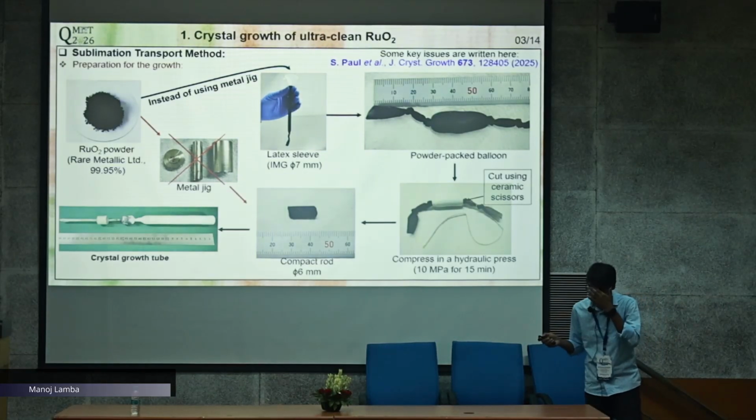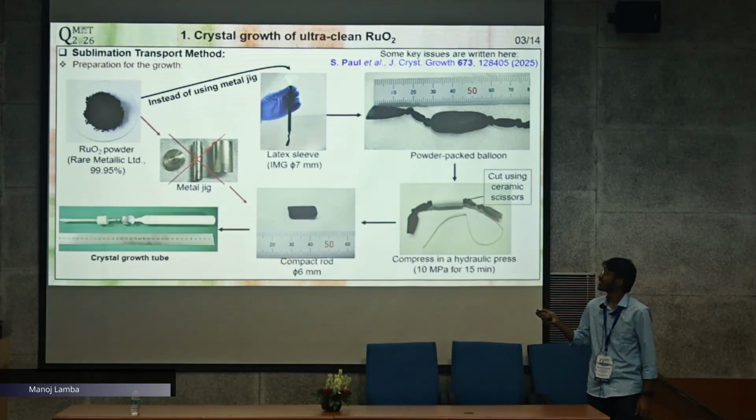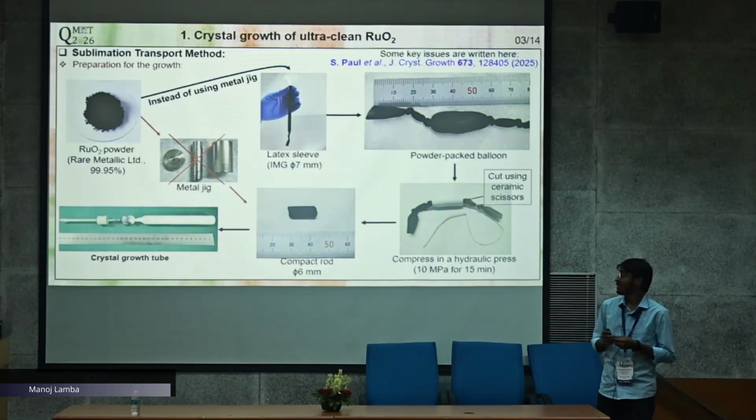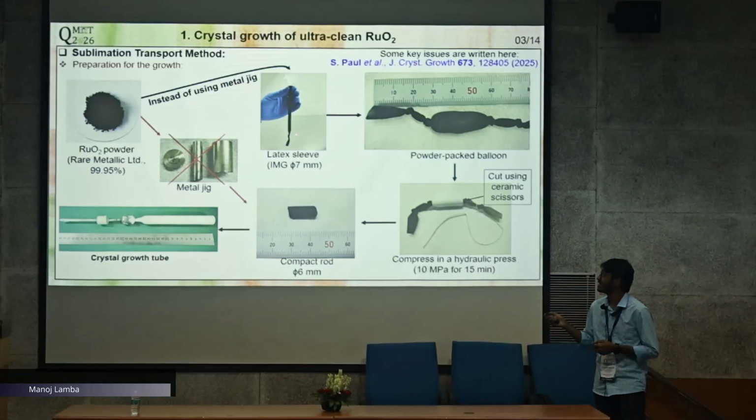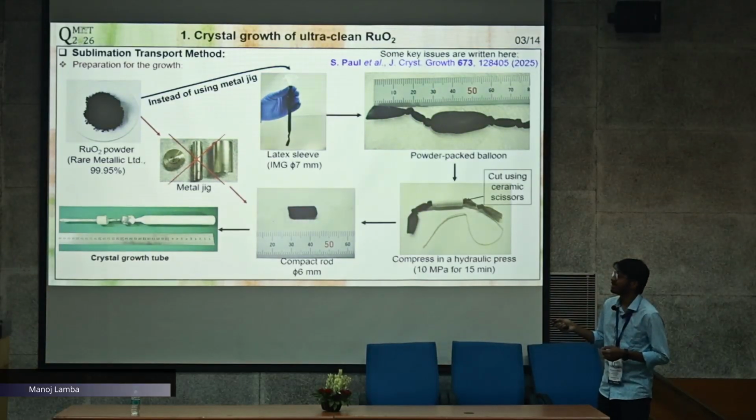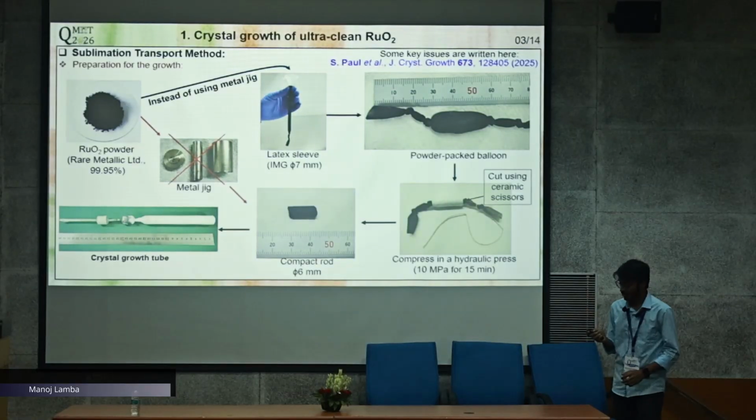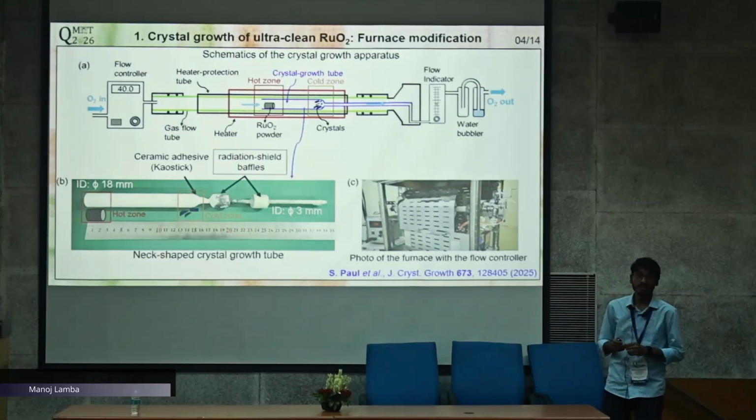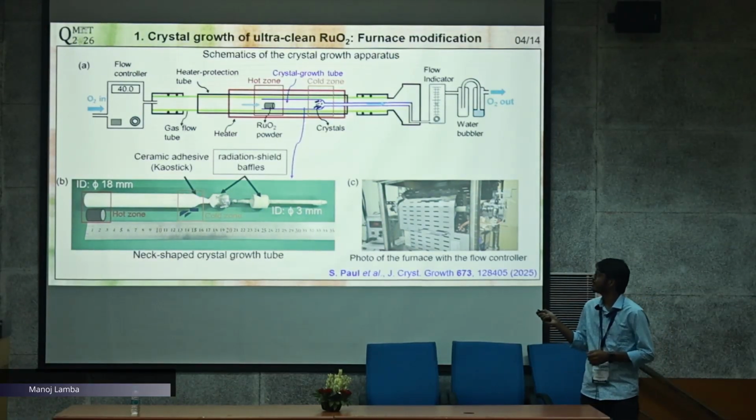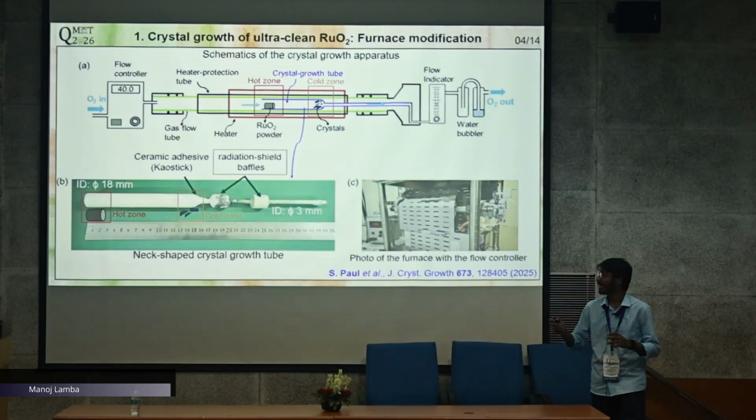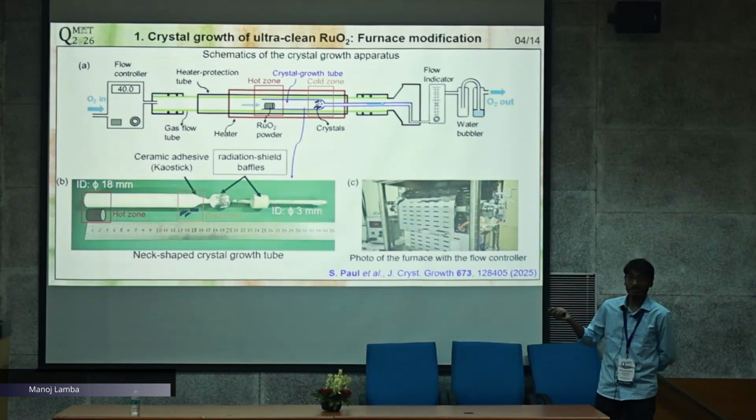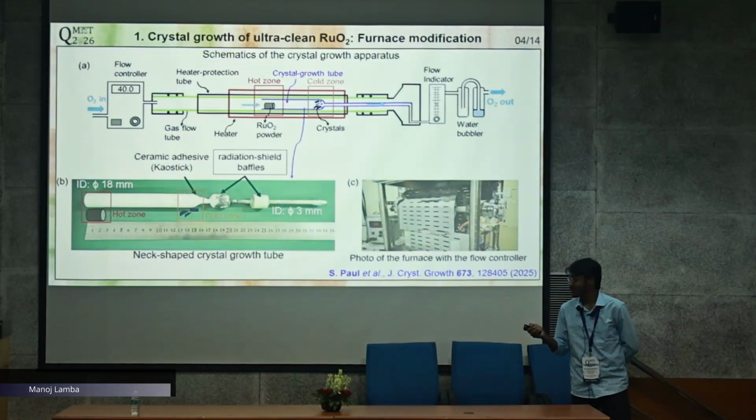To grow these RuO2 single crystals, we use a sublimation transport method with RuO2 as a starting material, and to improve the crystal quality and reduce contamination, we use a latex rubber sleeve to make a compact rod instead of using a metal jig. Some of the key issues are also written in this paper, which was published in 2025. To grow such crystals, an expensive 2-zone or 3-zone furnace is not necessary. Our modified single zone furnace is capable enough to grow such high quality and large crystals. Using this necking-shape crystal growth tube and tuning the crystal growth parameters, we can easily grow large size and high quality crystals.